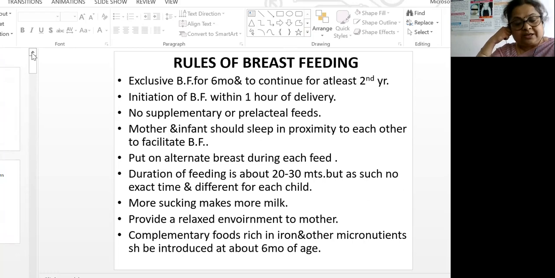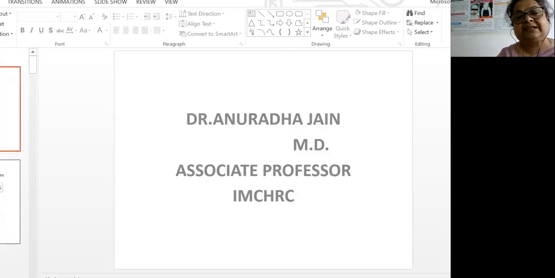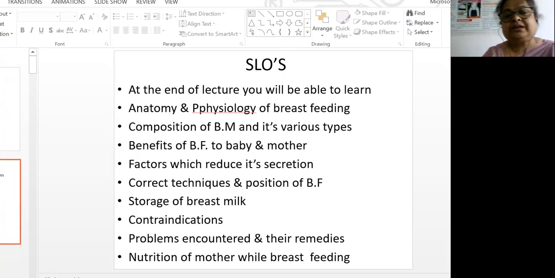The specific learning objectives of today's lecture are that at the end of this lecture, you should be able to know the anatomy and physiology of breastfeeding, the composition of breast milk and its various types, benefits of breastfeeding to baby and mother, and factors which reduce its secretions, correct techniques and position of breastfeeding, storage of breast milk, and the contraindications. There are very few. And what problems are encountered during breastfeeding and what are their remedies, so we can ensure successful breastfeeding, and what nutrition should be given to the mother while she is breastfeeding her baby.